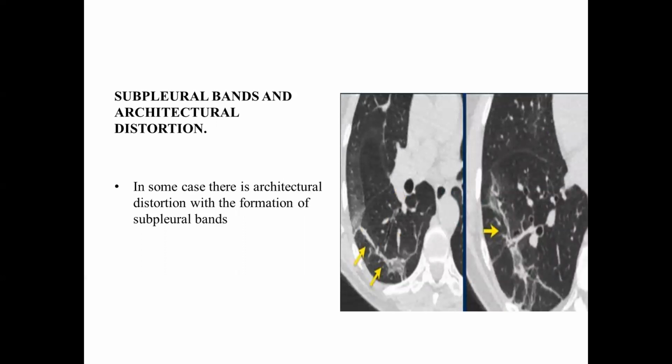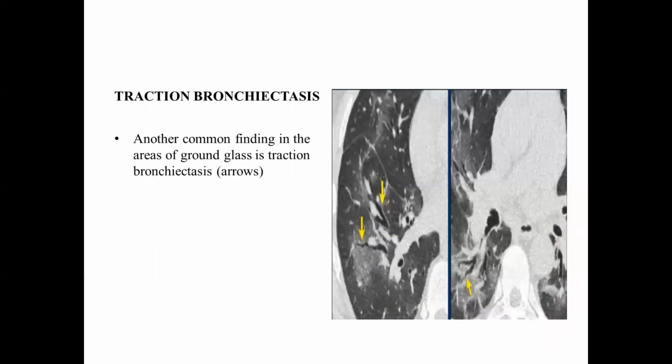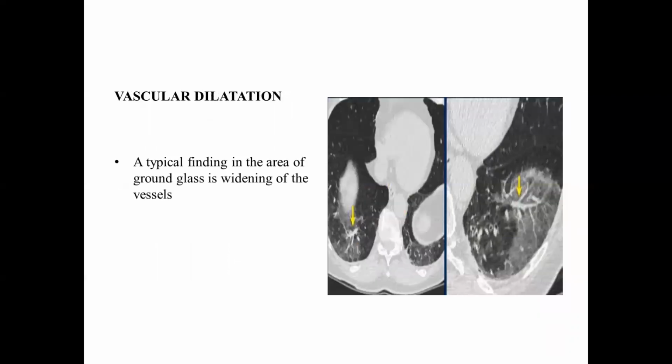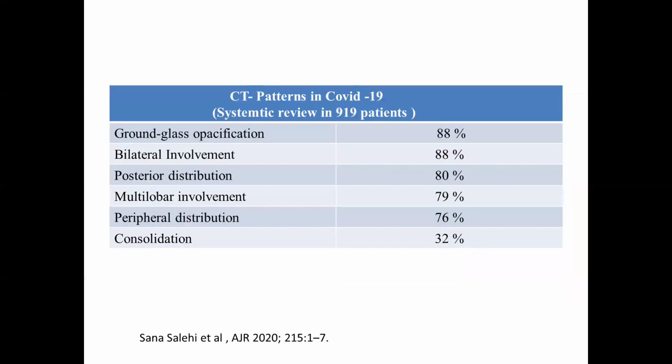Subpleural bands and architectural distortion. These last findings, the subpleural band, architectural distortion, traction bronchiectasis, vascular dilatation, and crazy paving pattern, are most commonly seen in the later stage of the disease.